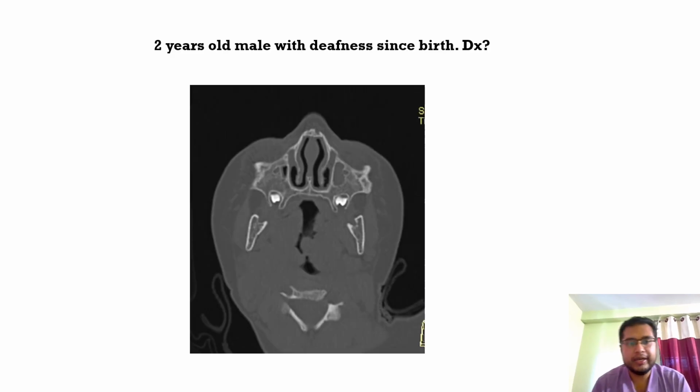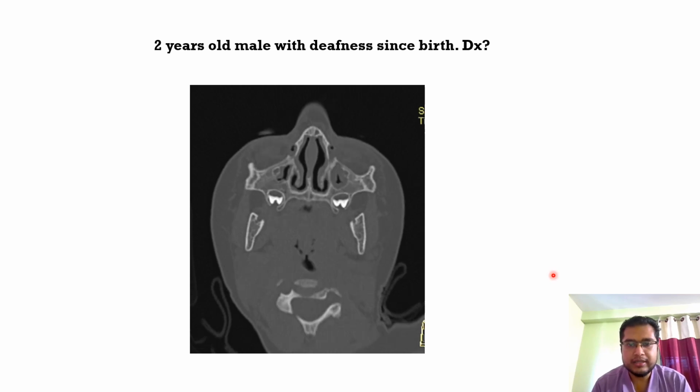Then coming to the next case, where we have a 2-year-old male who presented with deafness since birth. And this is the HRCT picture of this particular patient. So what is the diagnosis here?